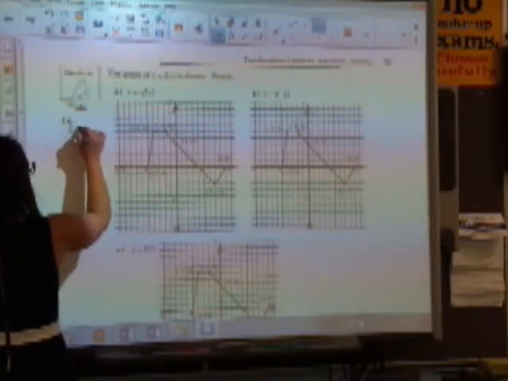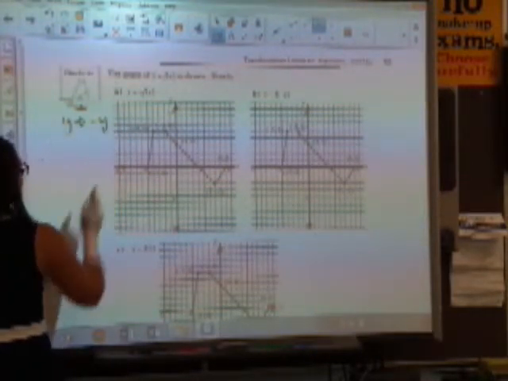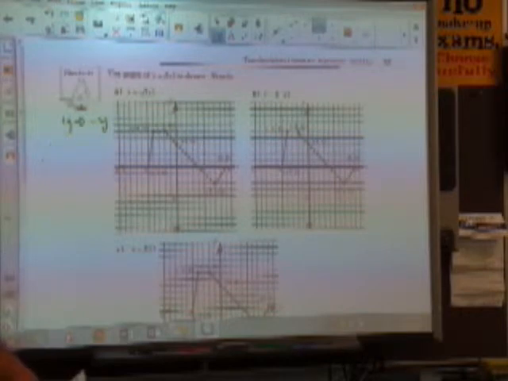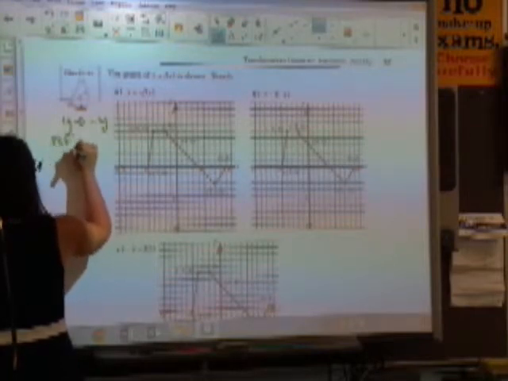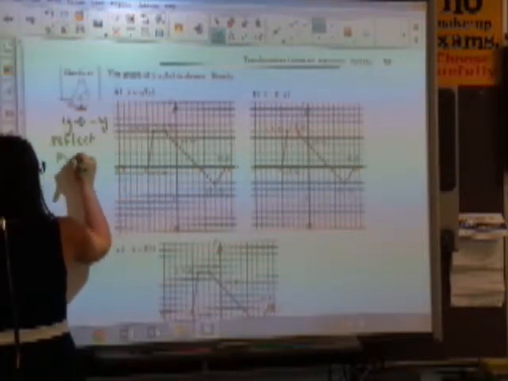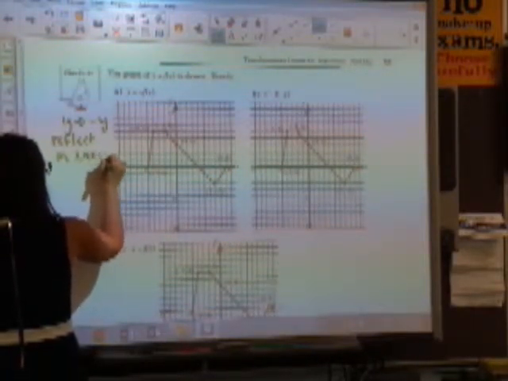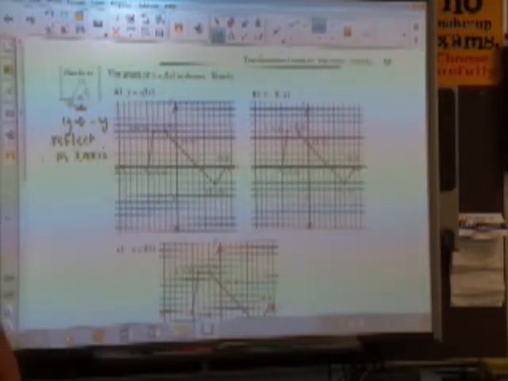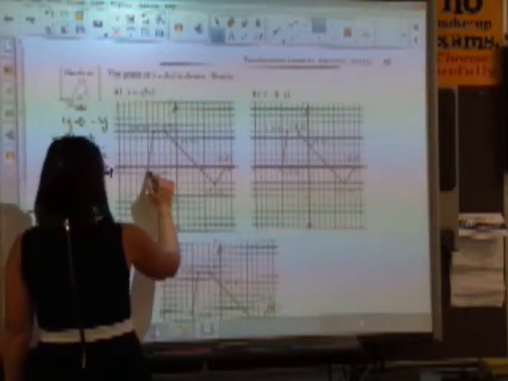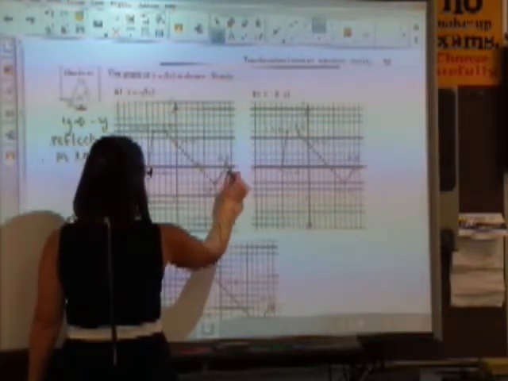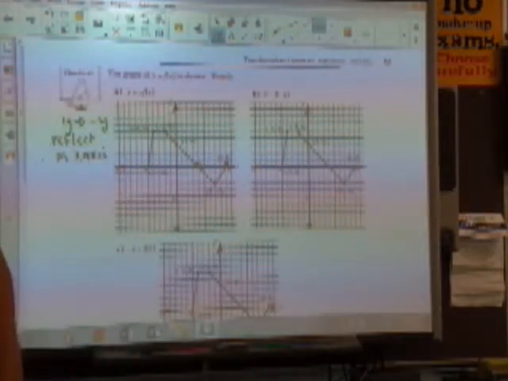Y coordinates. I'm replacing y with a negative y. What type of reflection is that? Reflect in the x-axis. So if I know that information, it helps me to be better able to draw this graph. So I know that if I'm reflecting in the x-axis, anything on the x-axis will stay where it is.